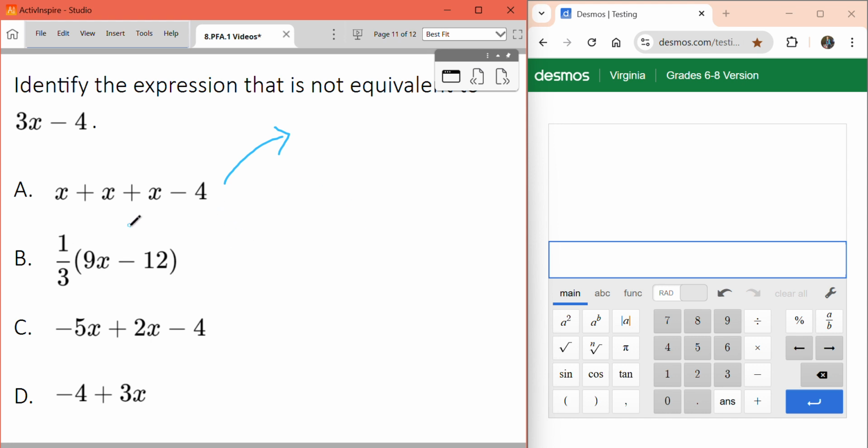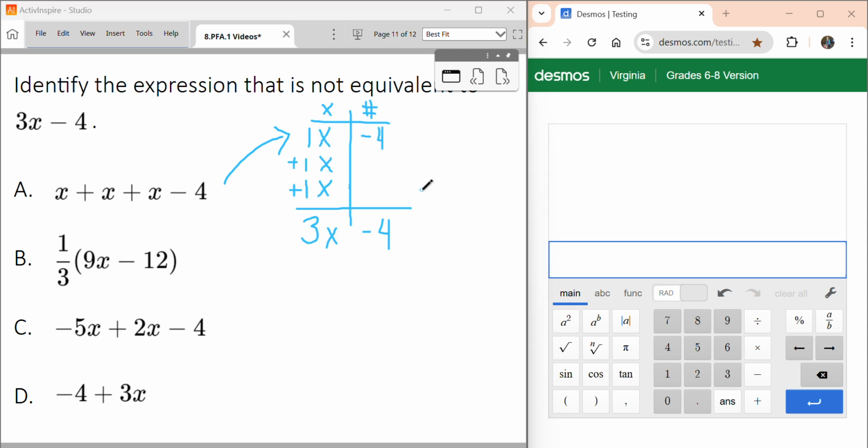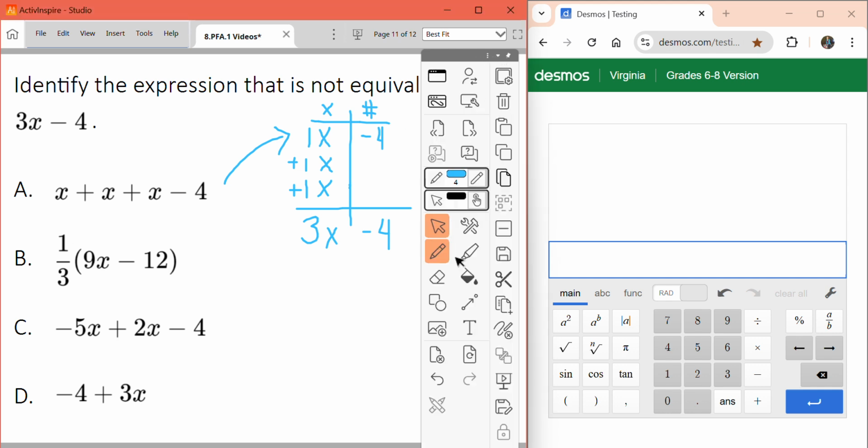There are no parentheses here, so I'm going to need a T-chart for x's and for numbers. Okay, and I'm actually going to pause the video so that this will go by super fast for you. All right, I'm back. How quick was that? I did my T-chart. I added up all my x's. I have my -4, which means this expression does equal 3x minus 4. So that is not going to be my answer.